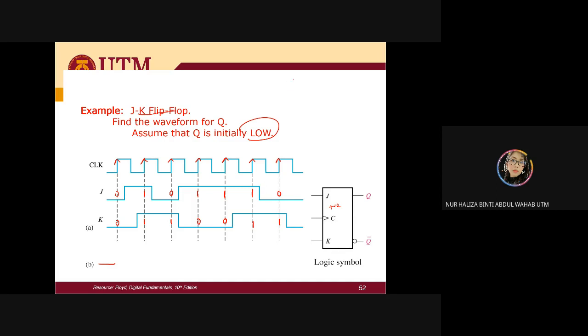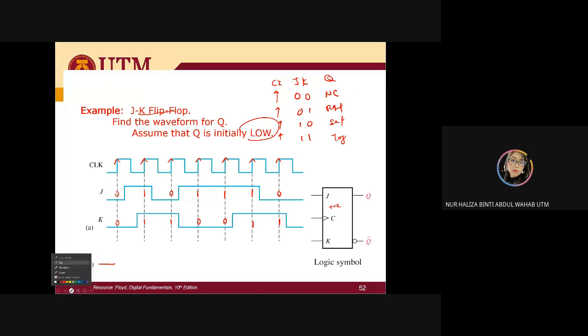We have JK and also clock. Okay, we assume it's to be all positive. 0, 0, 0, 1, 1, 0, 1, 1. There is toggle here. Here will be set. Here will be reset. Here will be no change for the Q. So our output will be 0, 0, no change. So no change until the next dotted, our next trigger.